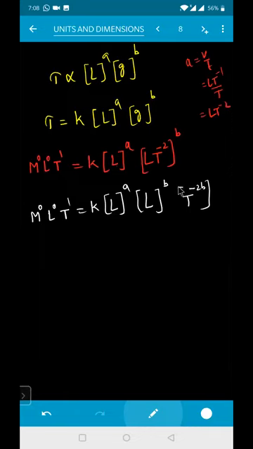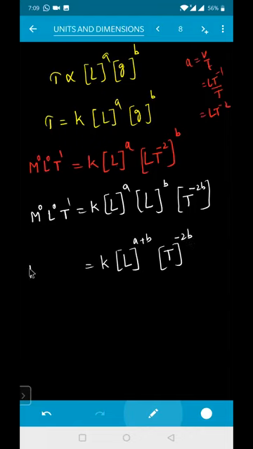See, compare the powers. So this will be equal to K. This L and this L are common, so it is L to the power of A plus B. And T to the power of minus 2B.